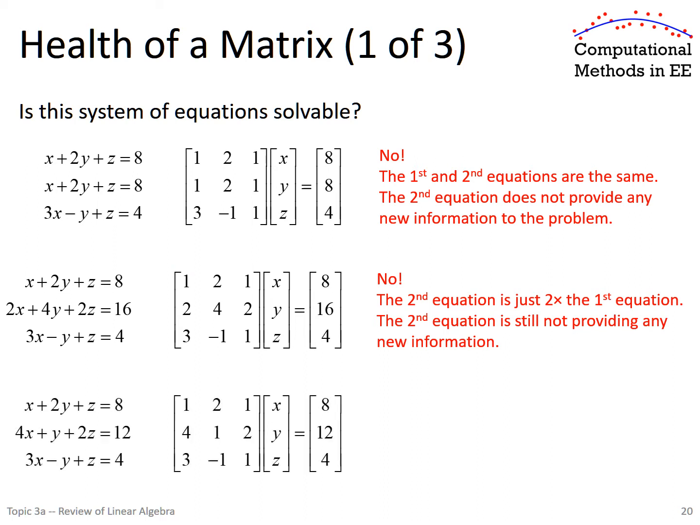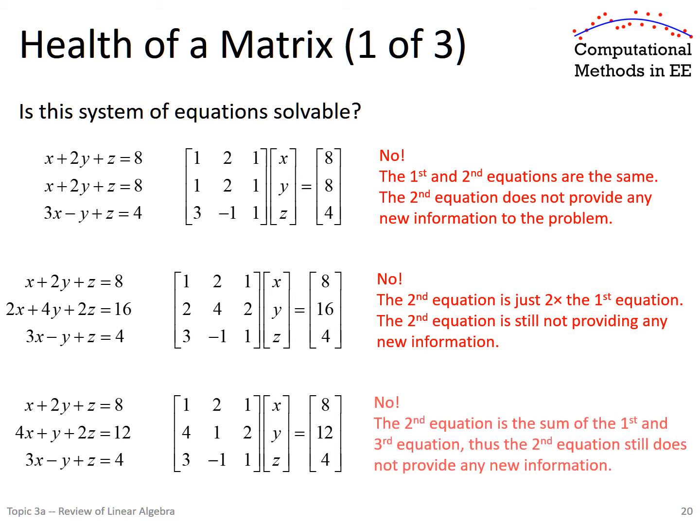Okay, what about this system of equations? Is this solvable? Go ahead and pause the video and think about this. This is also not solvable, although maybe this is harder to figure out why not. But in this case, the second equation is simply the sum of the first and the third equations. Now that's hard to see. Maybe I would have caught that, or maybe not. But the point is, since the second equation is the sum of the first and the third, again, our second equation is not providing new information to this. And so it's not solvable, and that matrix is not a healthy matrix.